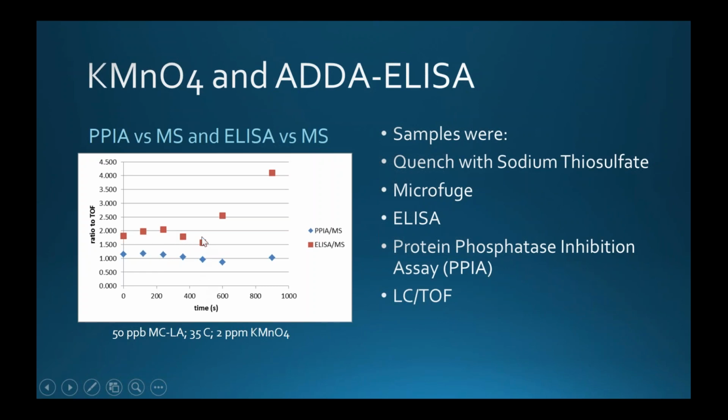But at about 10 to 20 minutes, what we see then is that ELISA starts to respond differently. And we actually have a false positive going on, where the ELISA is responding to a byproduct of the permanganate. This is a problem because if you are using permanganate, ELISA is not the best way to determine what's happening to your microcystin. Either you're going to use a mass spec or you're going to use a PPIA kit, which you can purchase.